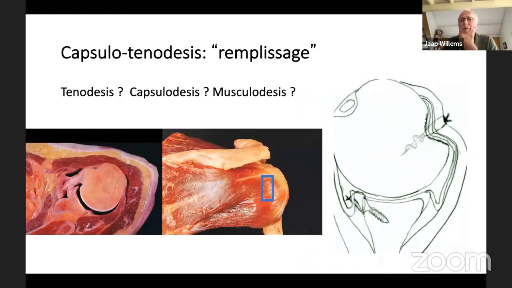Well, if you look at the anatomy, this is the infraspinatus, and there we put the anchor. So I don't think it is a tenodesis. It is a capsulodesis. If you just stick to the capsule, quite often you involve the muscle, fixing it into the defect. So it is not a tenodesis, it is more or less a capsulodesis and a musculodesis that we should be aware of.